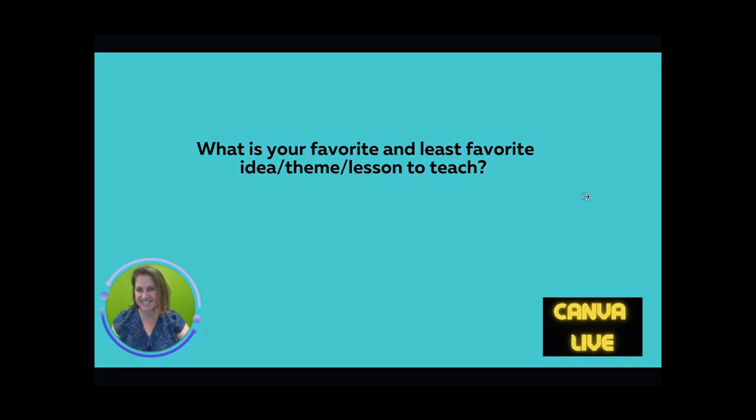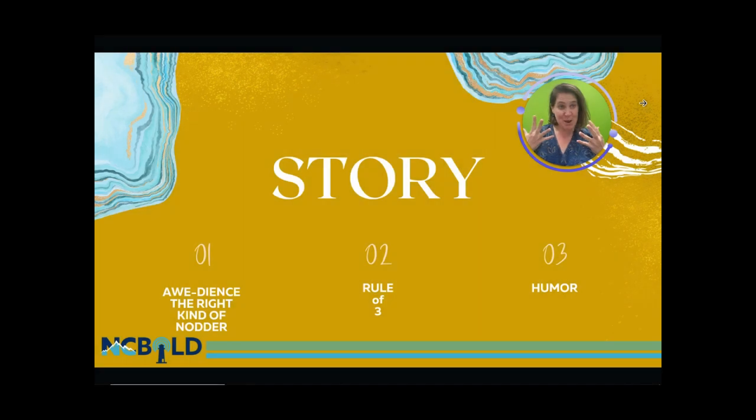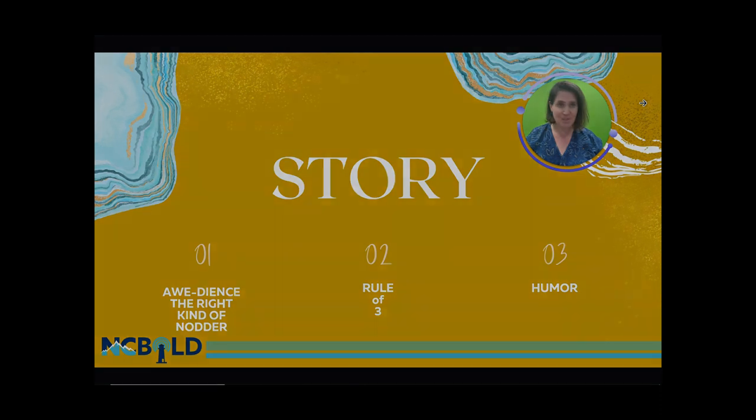Thanks. So now it's time for my favorite part of the presentation. We're going to talk about story and how we can weave those things about ourselves into who we are, along with digital tools to help us tell our stories. We're going to talk about audience, the right kind of nodder. We're going to talk about the rule of three, and we're going to talk about humor and how that plays a role in what we're doing.